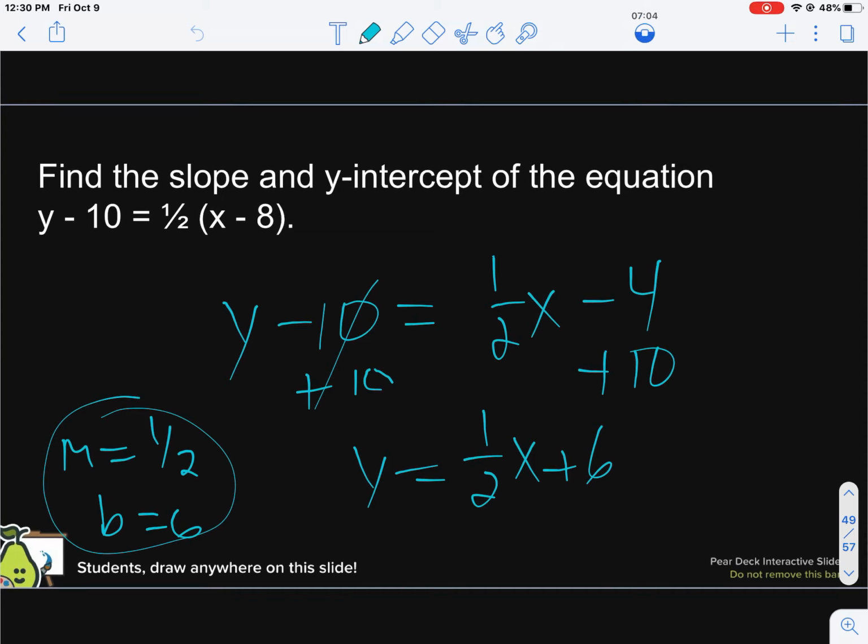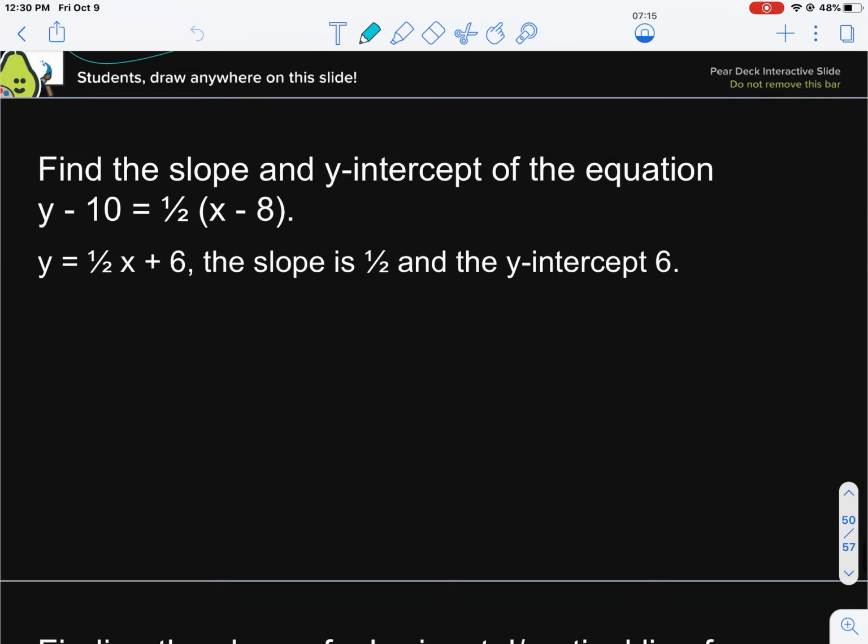Next one, slope and y-intercept of this equation. I distributed the 1/2, and I added the 10 over, so I get y equals 1/2 x plus 6. The slope is 1/2. The y-intercept is 6.